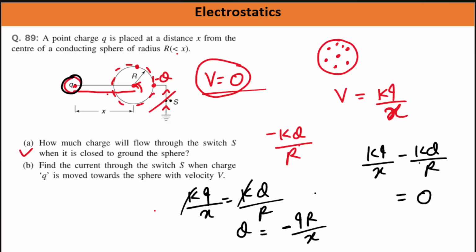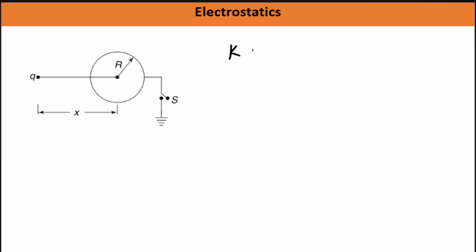Even if you solve without understanding the negative charge beforehand, let's say charge q is flowing, in that case you will say that the initial potential was kq by x, finally because of the charge q flowing, the potential will be kq by r, and the total potential will add up to 0.